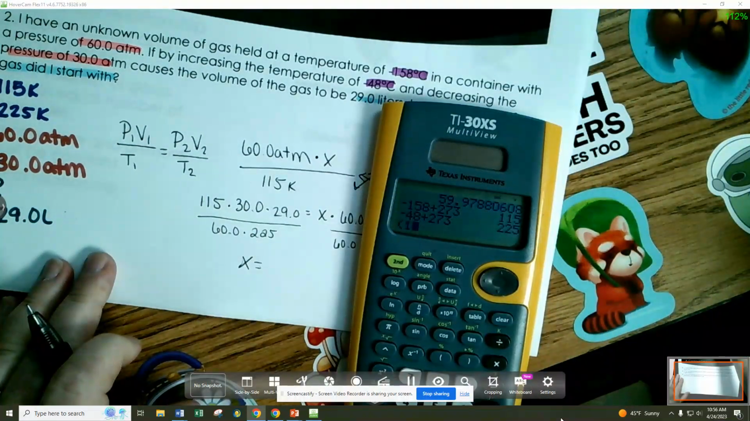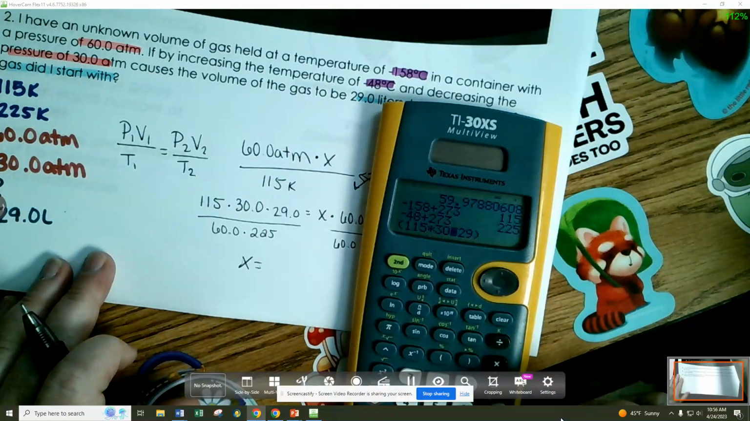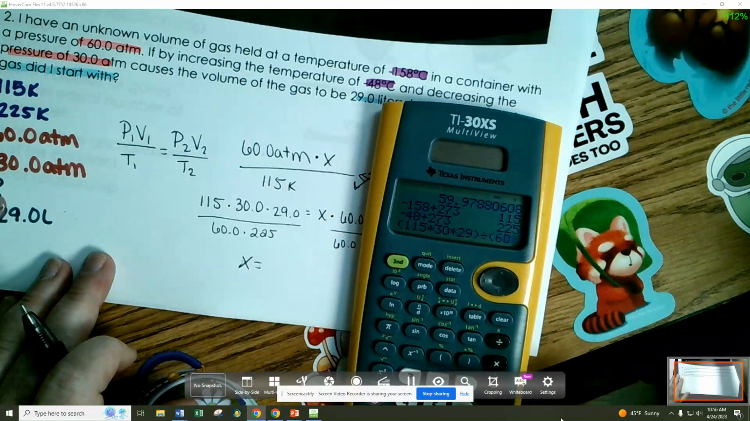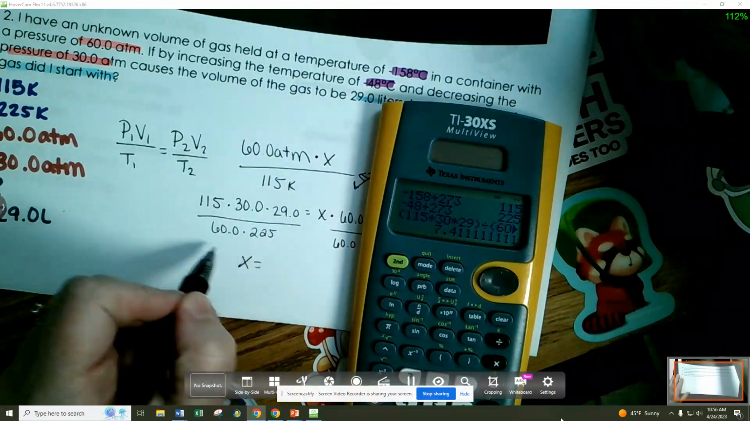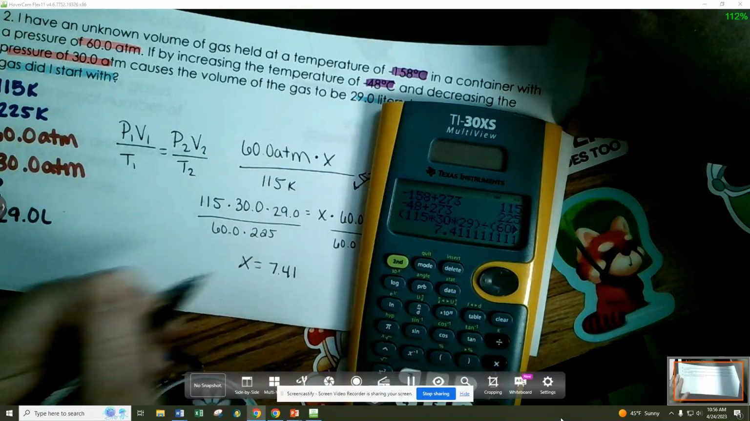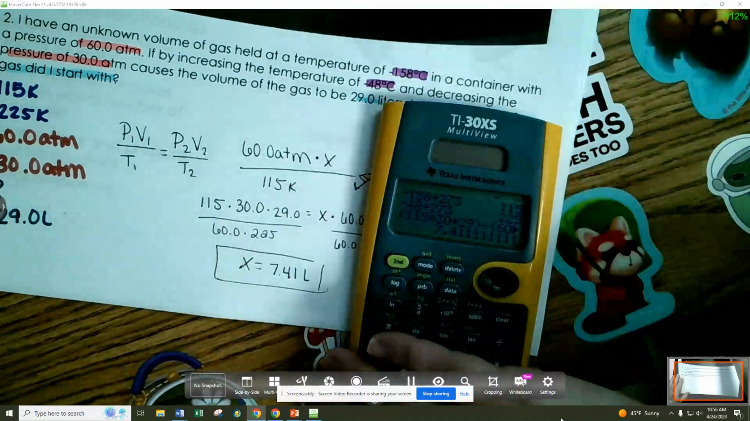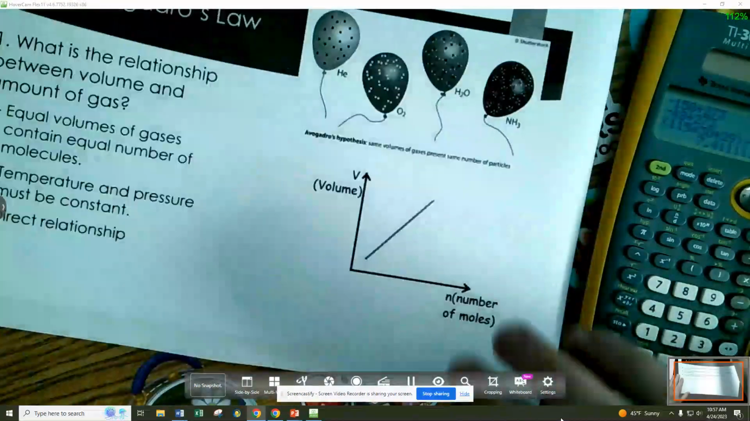So I take parentheses 115 times 30 times 29, close that in parentheses, and I'm going to swap out that subtraction sign that I hit and change that to multiply. There we go. Divide by 60 times 225. And it looks like I'm able to keep 3 sig figs, so 7.41. I was solving for volume 1, so liters is my unit there. Okay, so again, all it does is take our two laws that we've worked with and mesh them together.